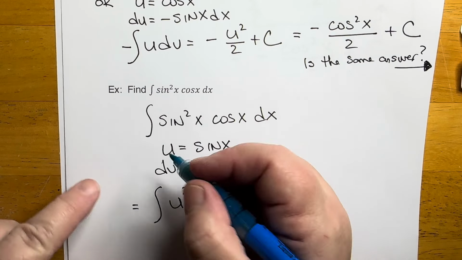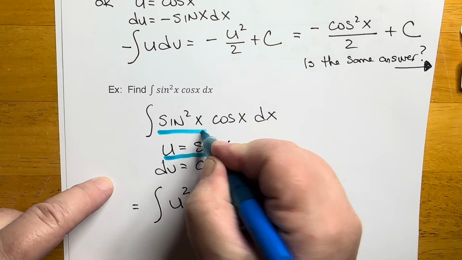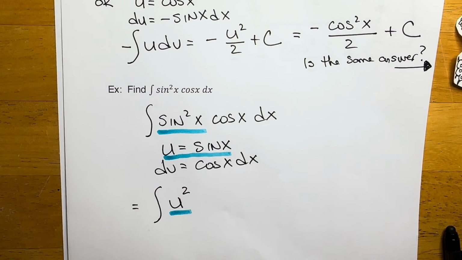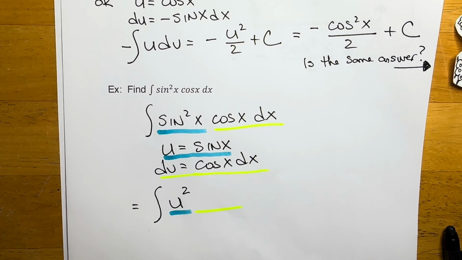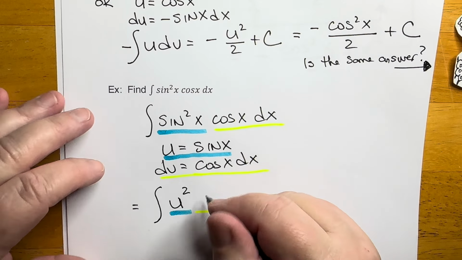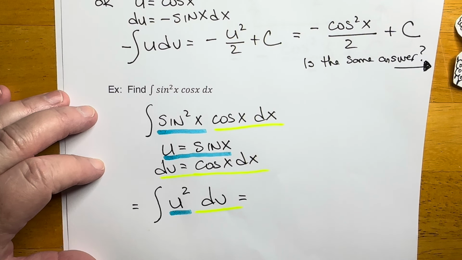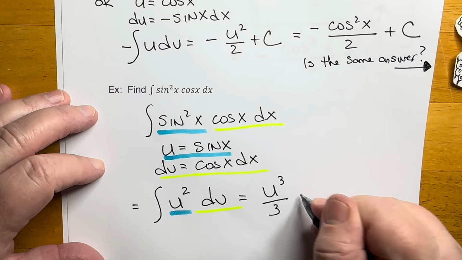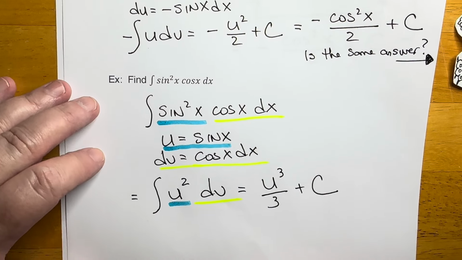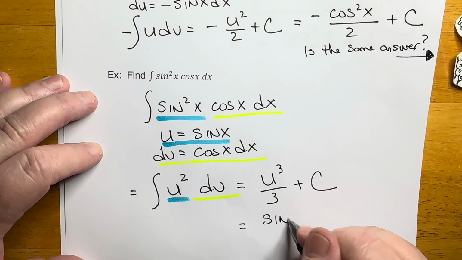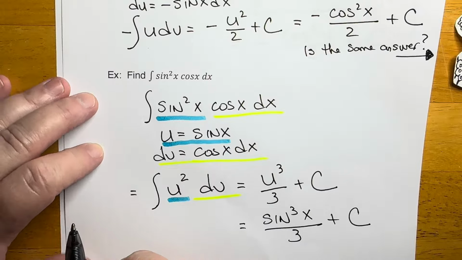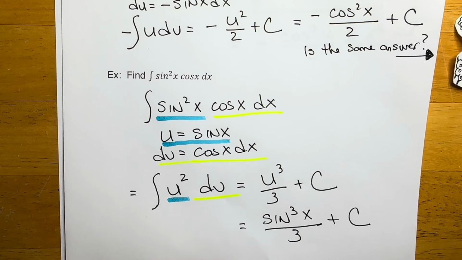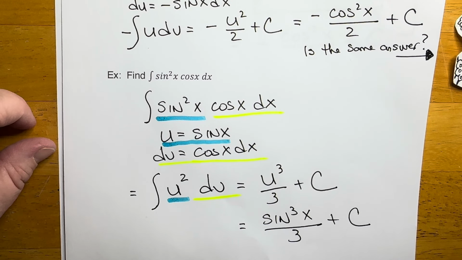Let me bring out my blues and my yellows. There's u. So that's my u squared. And here's my du. So that's going to be right there. And I'm just going to use a u substitution. The integral of u squared du, u cubed over 3 plus c, right? And then u was just sine, so this is sine cubed of x over 3 plus c. Kind of woohoo. A little bit, kind of a half of a woo. Okay. Next up.